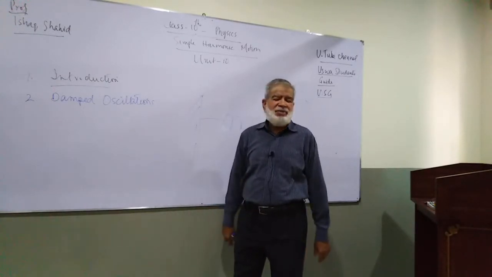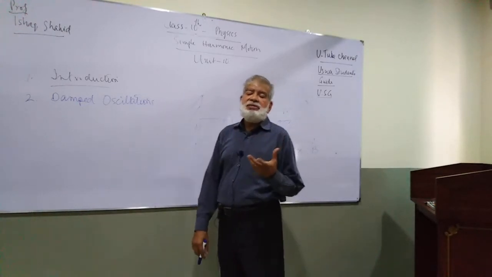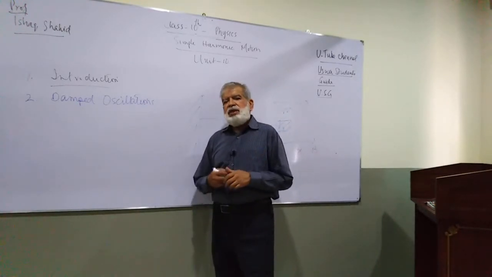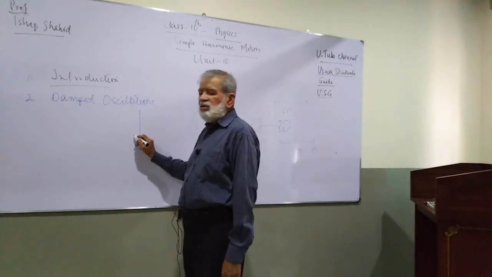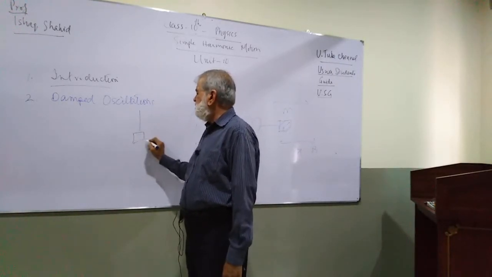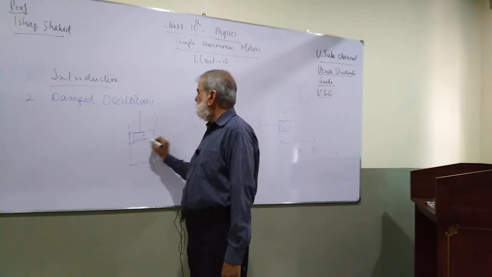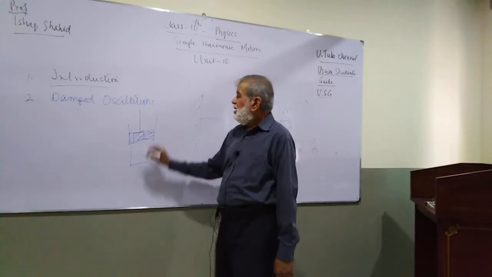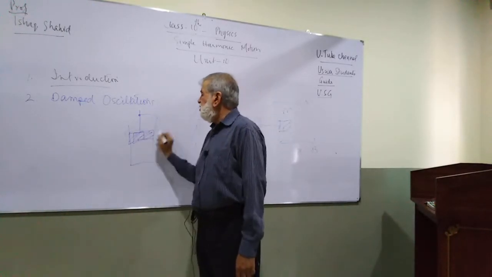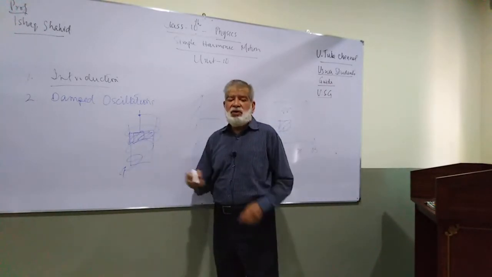A typical example that comes to your mind is the shock absorbers of a vehicle. The shock absorbers of a vehicle are constructed in this way. There is a piston which moves in a cylinder. On top of it is a spring which has been wound around it.